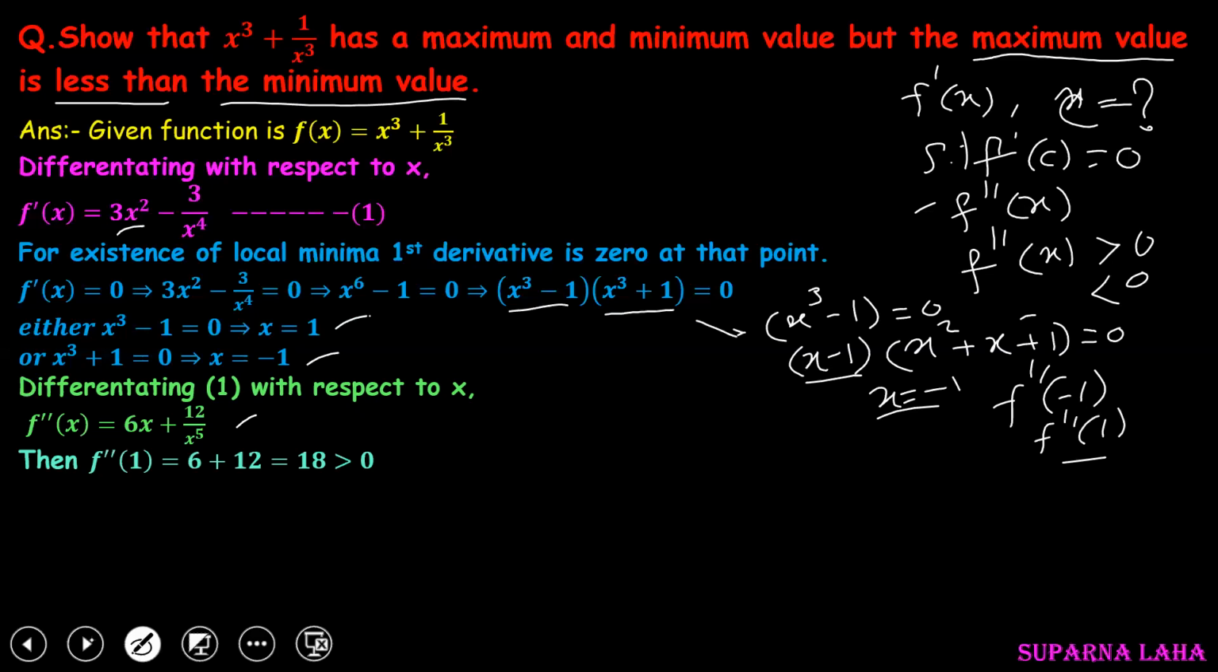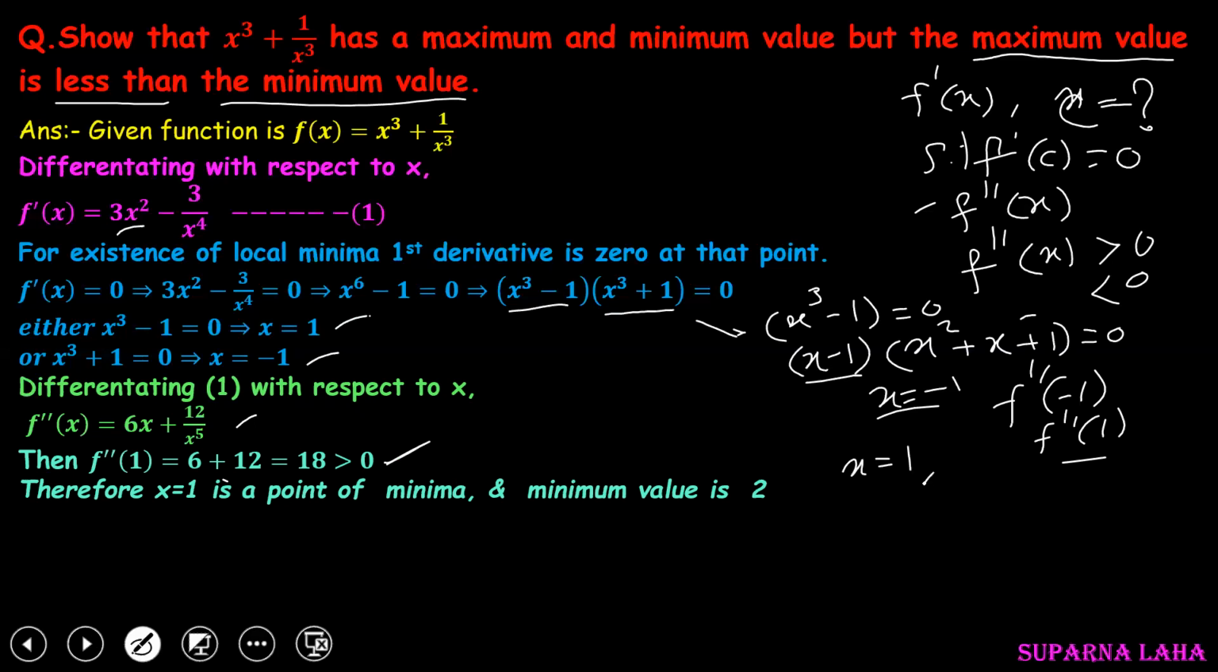So let's check it. For f''(1), just put 1 here, you will find 6 plus 12, that is 18, greater than 0. That means, since it is greater than 0, at x equal to 1 the function has minimum value. Put x equal to 1 into the function, that is f(1). f(1) is 2. That is the minimum value.